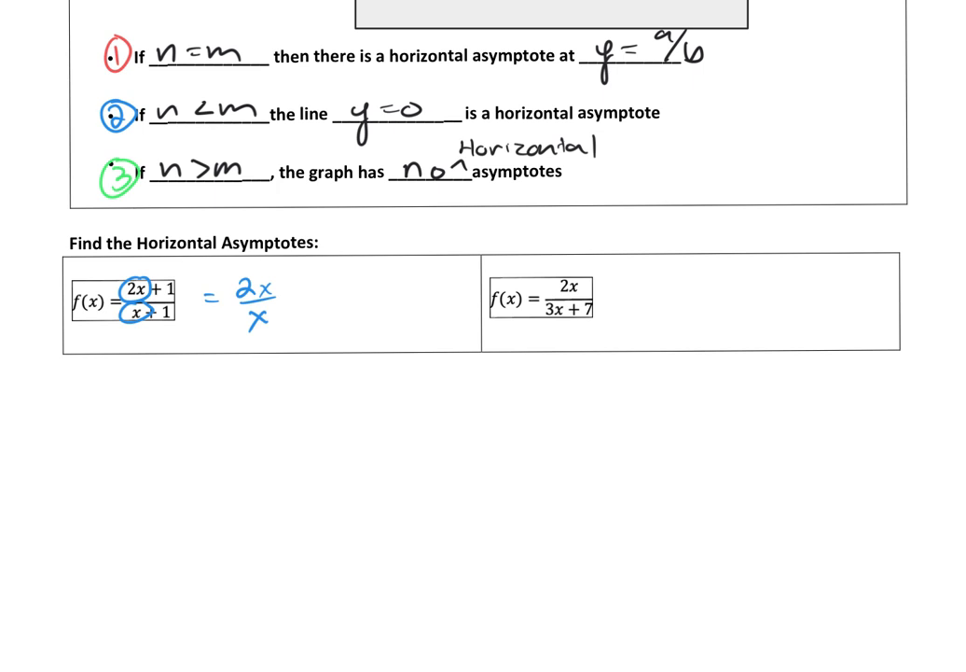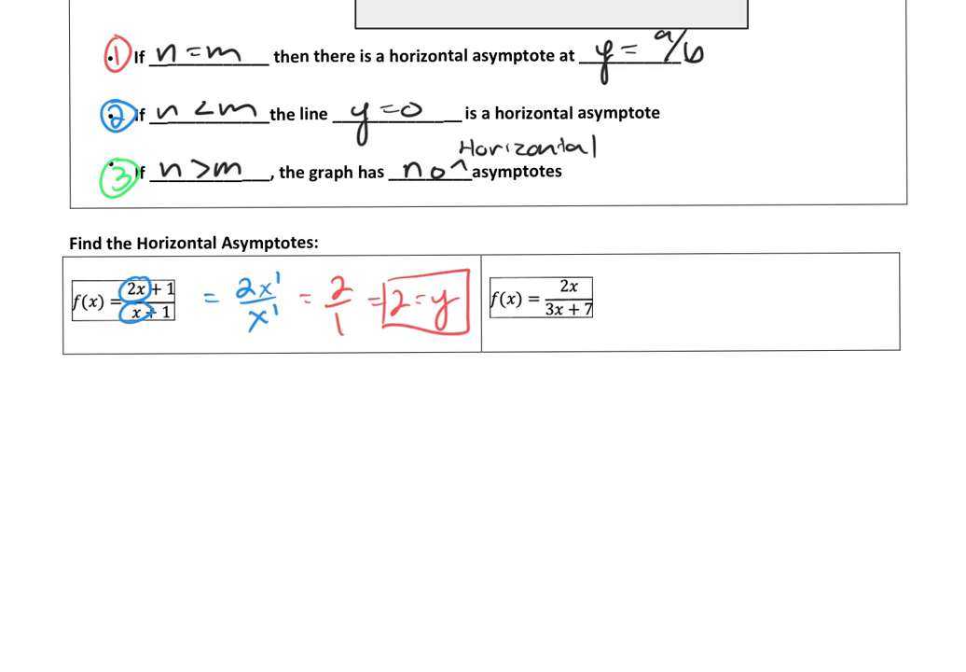So this is going to be scenario 1, because the degree of my numerator is 1 and the degree of my denominator is 1. So this whole thing is going to simplify to just 2 over 1, which is just 2. So my equation y is equal to 2 is going to be my horizontal asymptote.